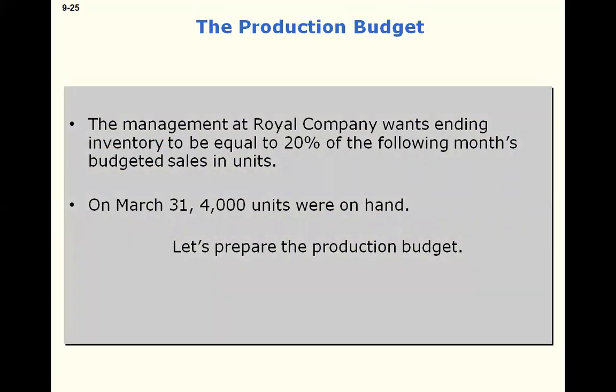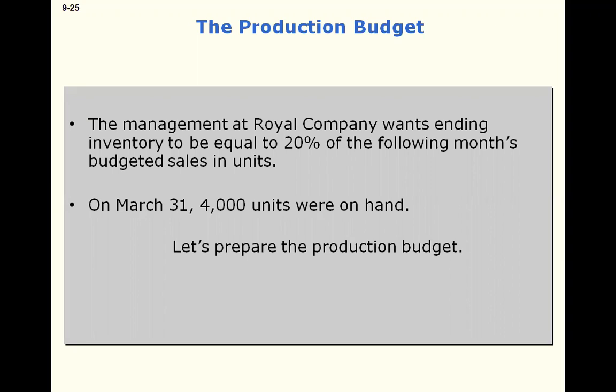What does the question say? The management at Royal Company wants ending inventory to be equal to 20% of the following month budgeted sales. That is, 20% of the next month's sales you will keep as ending inventory. This is our question.